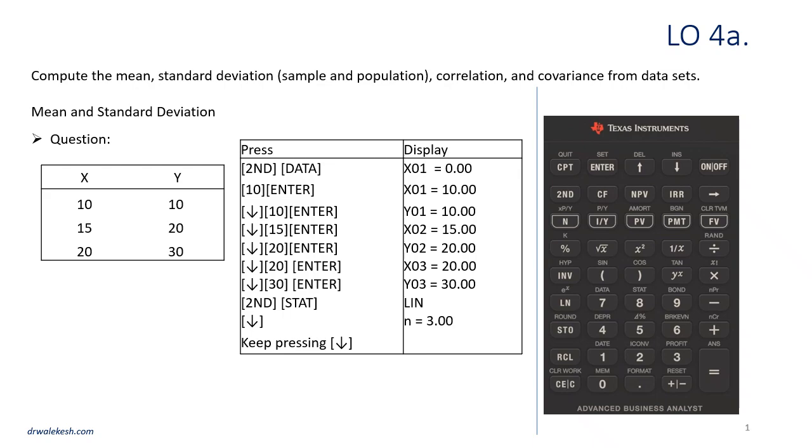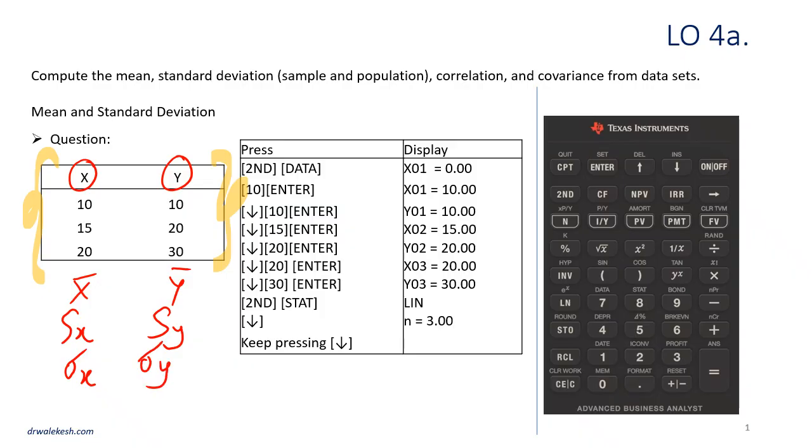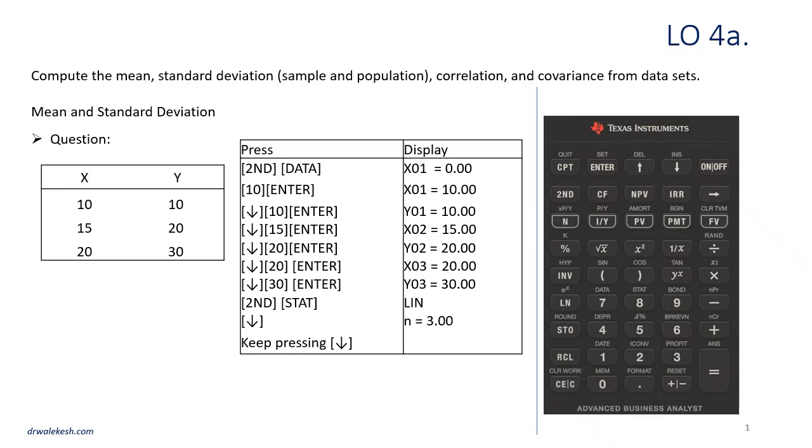Here, we want to use our financial calculator to compute x bar, that is the mean of x, y bar, standard deviation of x, to be more specific, sample standard deviation of x, sample standard deviation of y, population standard deviation of x, population standard deviation of y, and correlation. So let's get started.